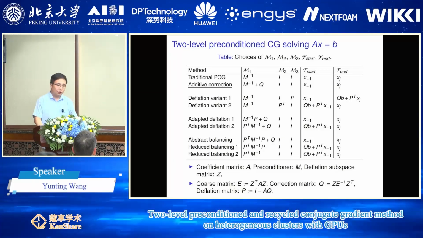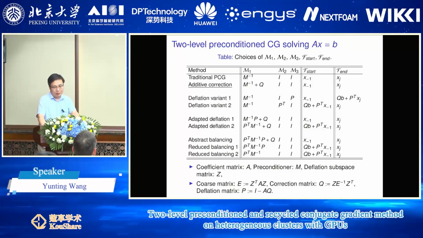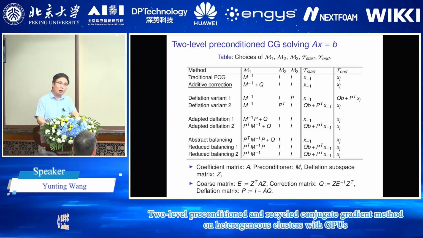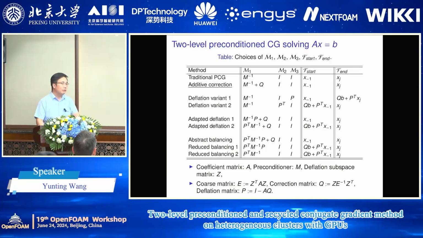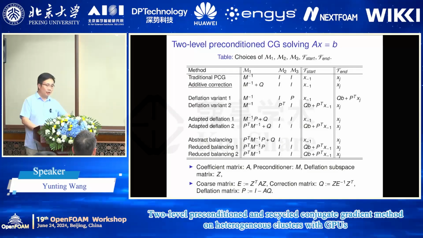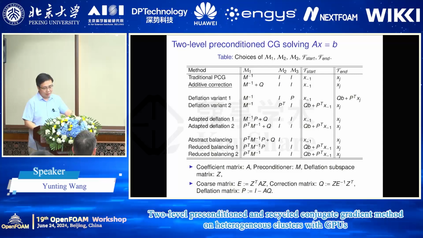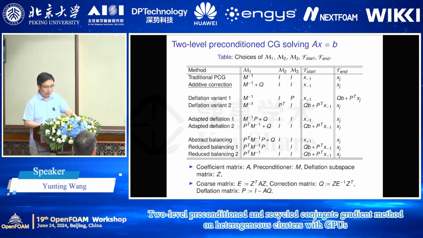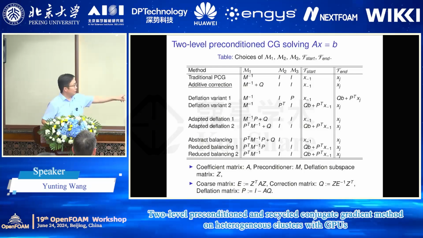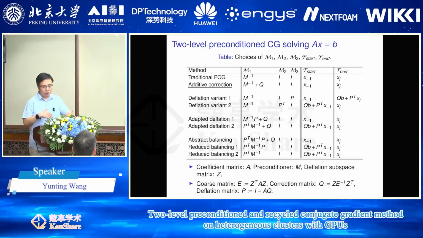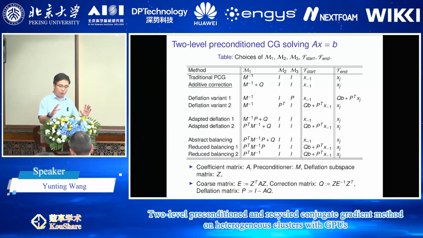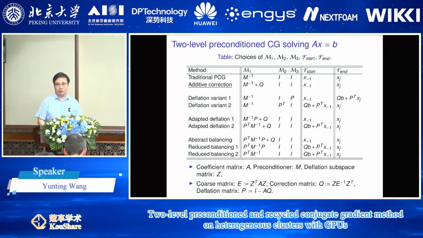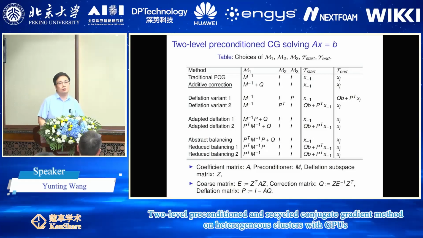Actually, we call Q the correction matrix because this idea comes from the domain decomposition method, especially the additive Schwarz preconditioning techniques. In the Schwarz scheme, you have this coarse matrix E, as at the bottom of the slides, and then you construct the correction matrix Q. We call E the coarse matrix because its dimension is much smaller.